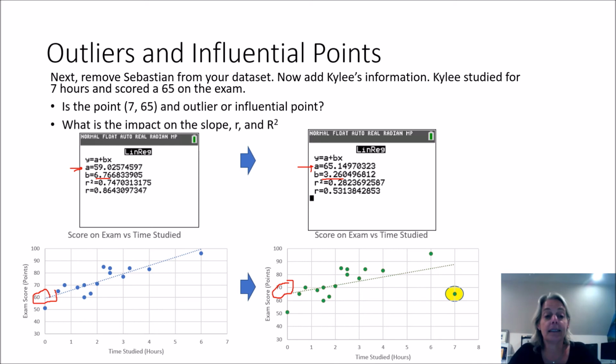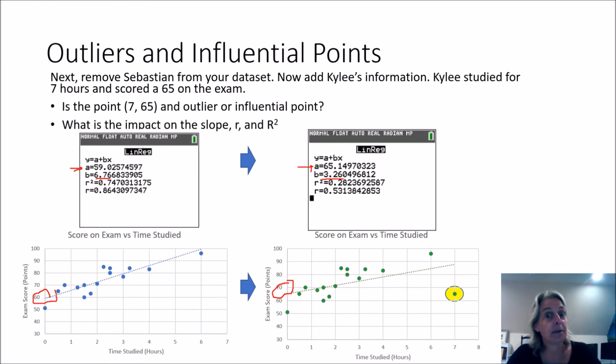And then the R squared value, now I dropped from 75% to only 28% now of all the variation in Y is now explained by my least square regression line. The R value, the correlation, also dropped.